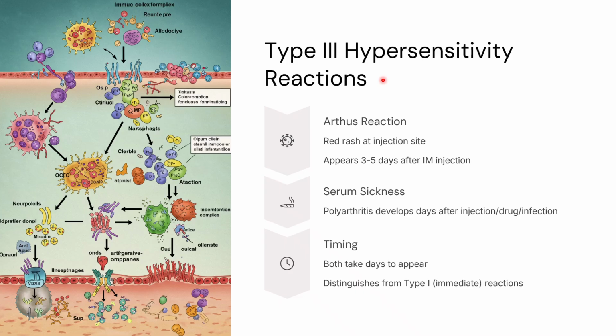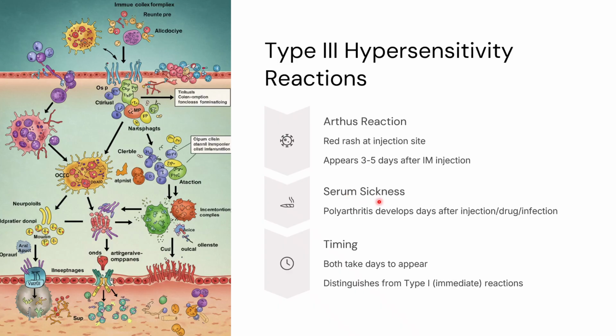But sometimes when an injection is given and that substance which has been injected into the body develops an allergic reaction, that is, antibody immune complexes are formed, and that immune complex, that is the antibody for that material present in the injection. So antigen and antibody form a complex, right? So that complex, when it gets deposited in the injection site, then it forms the Arthus reaction. That is, it gets deposited in the local site itself. This is called the Arthus reaction, where there is a red rash at the injection site. This appears 3 to 5 days after IM injection.